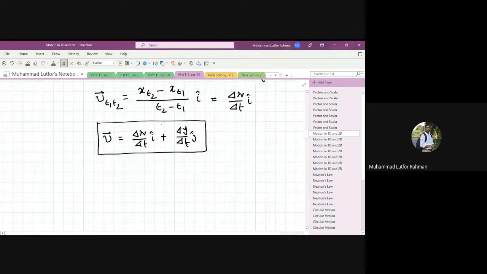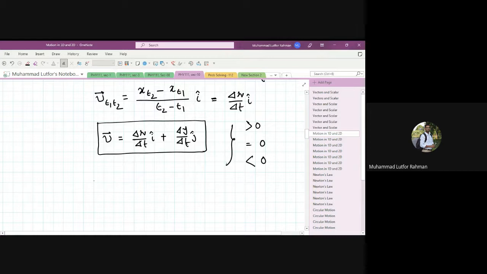Now this average velocity could be greater than 0, equal to 0, or less than 0. Greater than 0 means it is a positive quantity. Less than 0 means it will be a negative quantity, and 0 is 0, right?